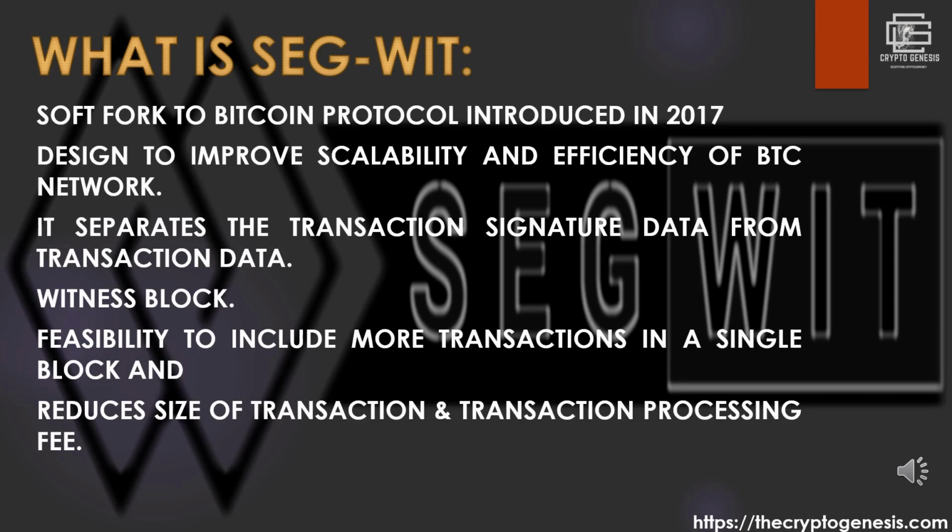SegWit addressed this by separating the signature data and storing it in a separate block called witness block. By separating the signature data from the transaction data, SegWit allows for more transactions to be included in a single block and reduces the size of the transactions, which in turn reduces the fee associated with processing those transactions. In addition, SegWit was an important upgrade to the Bitcoin protocol that helped to address some of the scalability and efficiency issues that were hindering the growth and adoption of Bitcoin as a mainstream payment system.